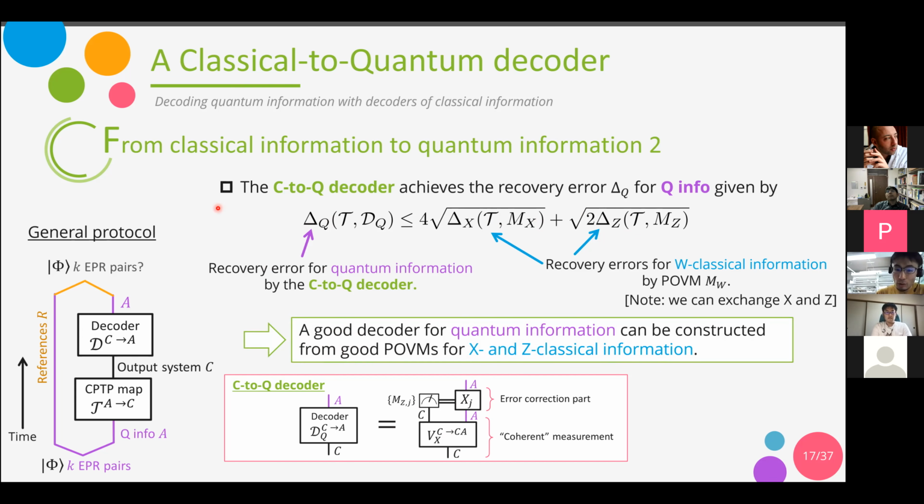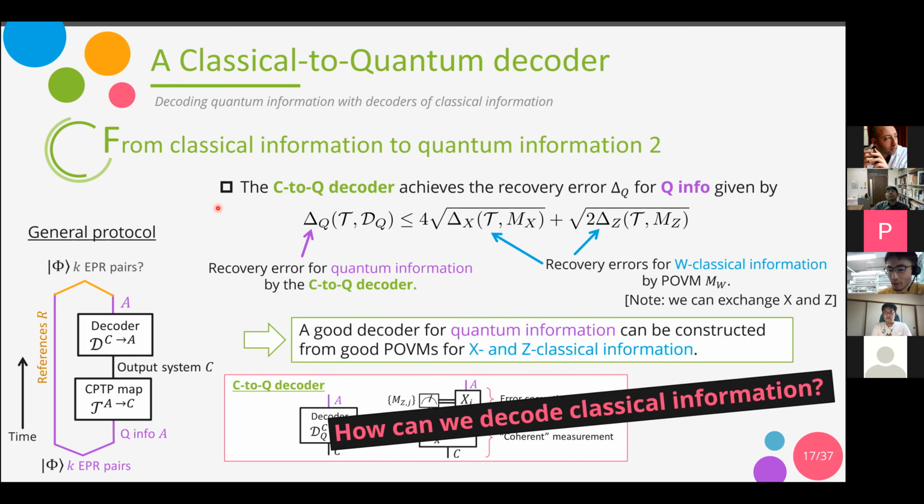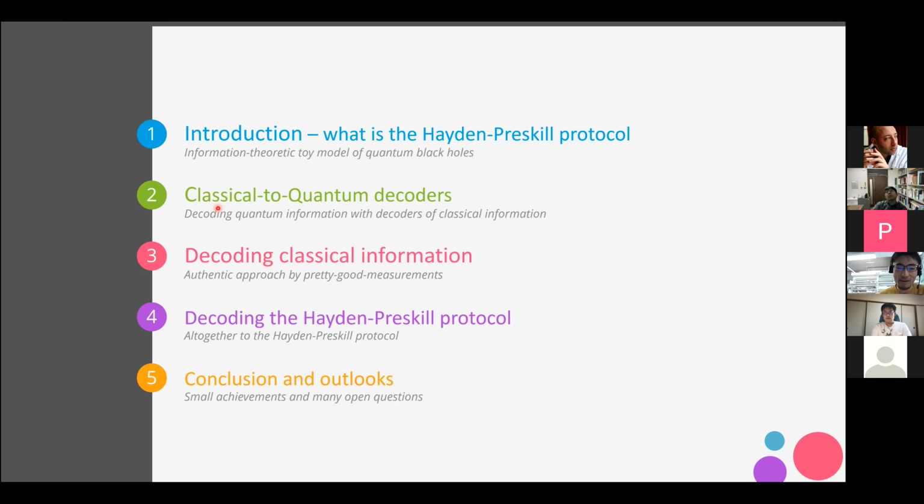And thanks to this decoder, now we can forget about quantum, and we can just focus on classical information. So in the next part, I will explain how to decode classical information. Now we go back to the classical world. We don't care about quantum anymore.